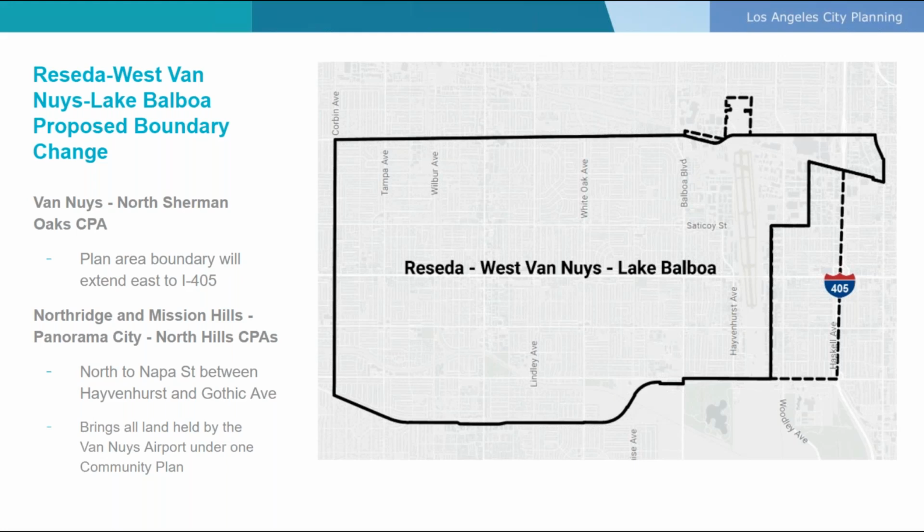These changes will bring all land owned by Los Angeles World Airports, such as the Van Nuys Airport, under one community plan, as well as the neighborhoods impacted by the presence of the airport between Valjean Avenue and the 405.